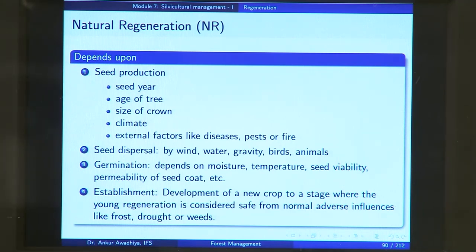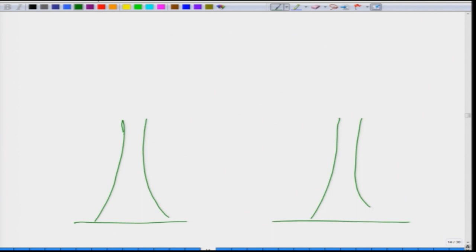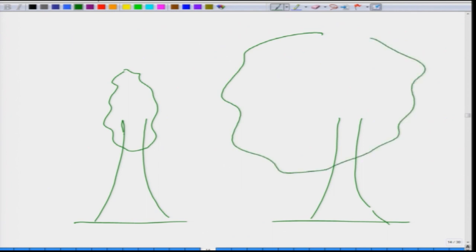So, if your tree is a mature tree, not very young, not very old, in the prime of its health, then it will produce a large number of seeds. It also depends on the size of the crown. So, what do we mean by size of the crown? Suppose we have two trees, both are of the same size, but this tree has a small crown, but this tree has a very large sized crown.